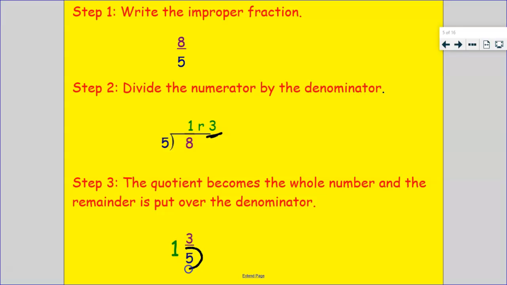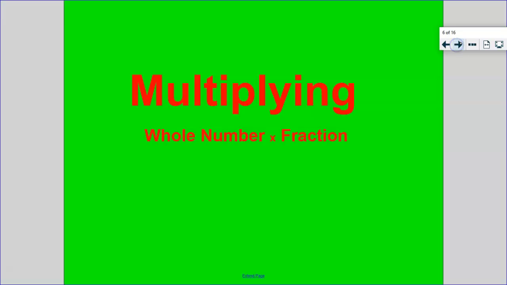This denominator always stays the same as what you started with. Okay, so 5 goes into 8 how many times? Once, and there's 3 left over. So it's 1 whole and 3/5. That's your mixed fraction. Okay, quick review there. Now we're going to talk about multiplying whole numbers times a fraction.